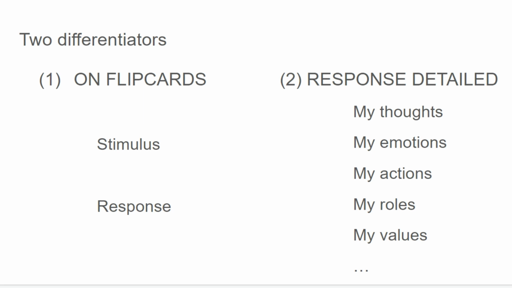One is that we create pairs of stimulus and responses, and these are on digital flip cards. On one side is the stimulus, on the other side is the response, and the response is detailed on multiple levels: thoughts, emotions, actions, roles, values, and a few other levels.